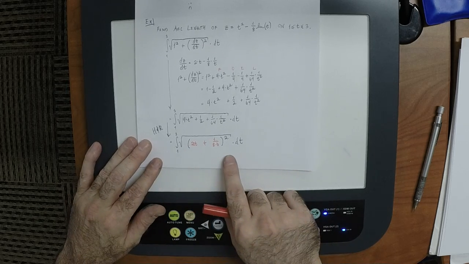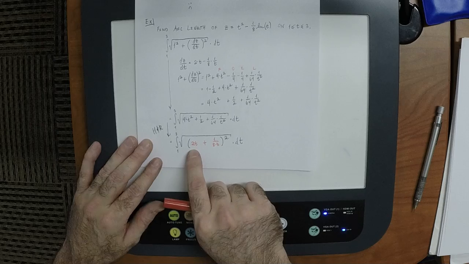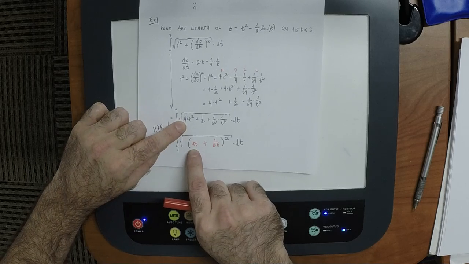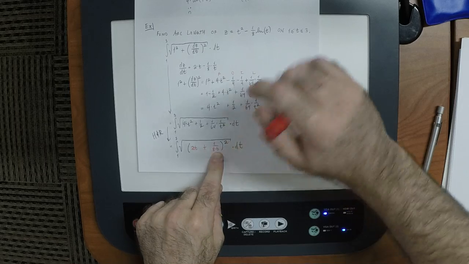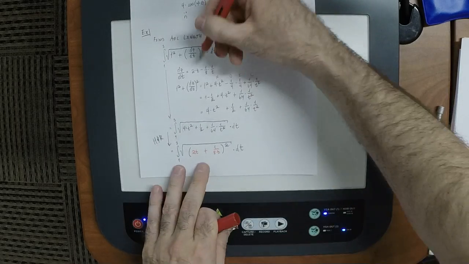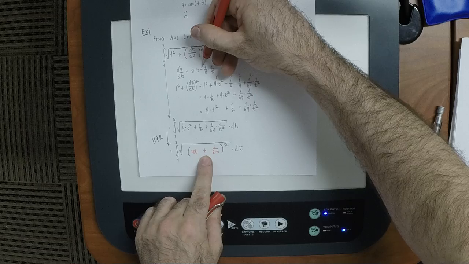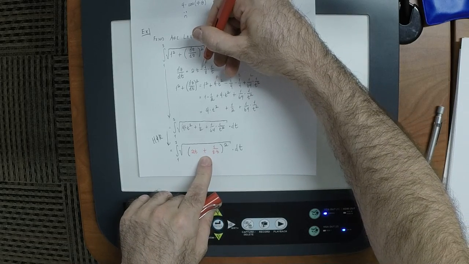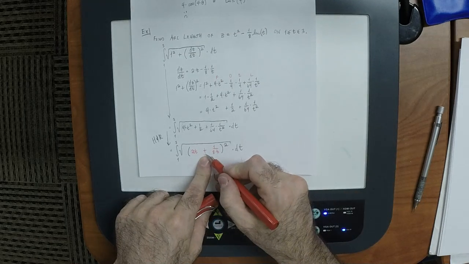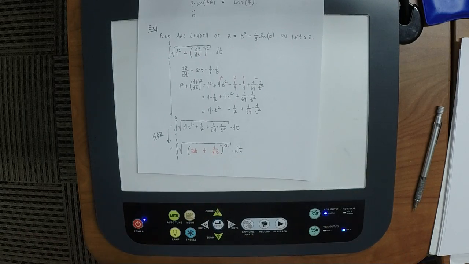FOIL it out. F? L? No, we didn't. We foiled that one. It was minus. It was minus. Now it's plus. Ha ha, what a good joke, right?